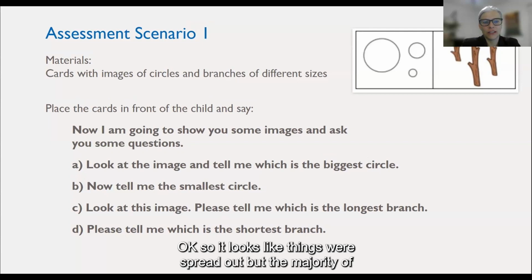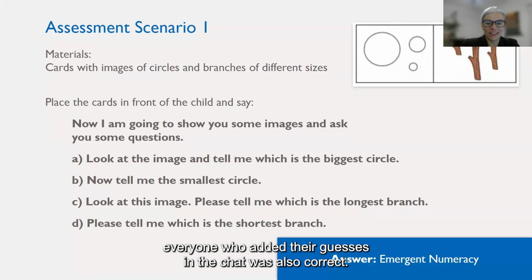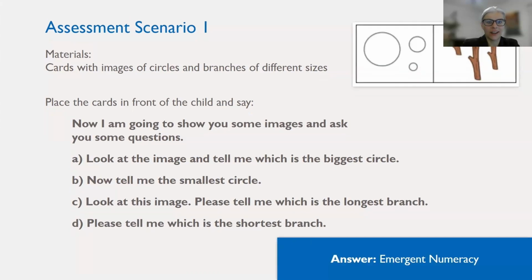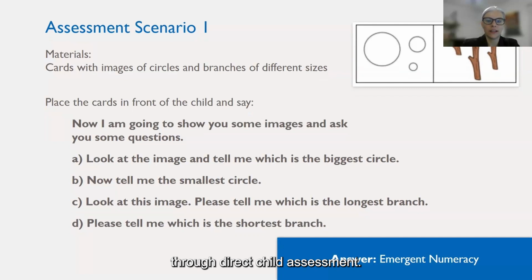Great. Okay, so it looks like things were spread out, but the majority of folks voted for emergent numeracy, which is correct. And everyone who added their guesses in the chat was also correct. This comes from the IDELA. So as you can see, this is a way of assessing emergent numeracy through direct child assessment.